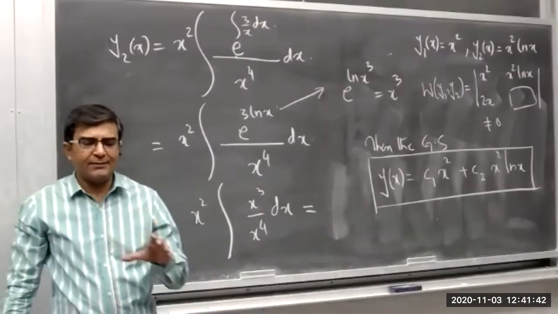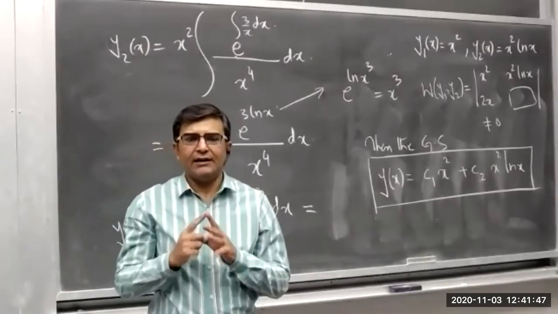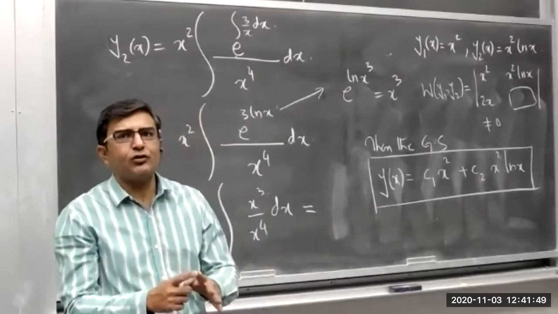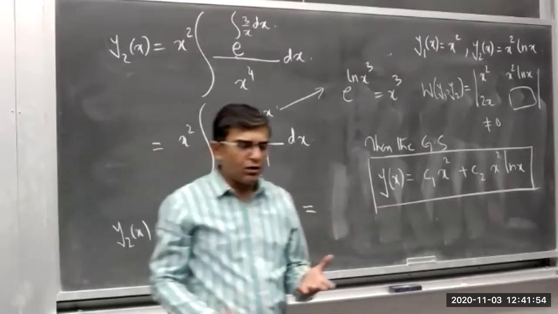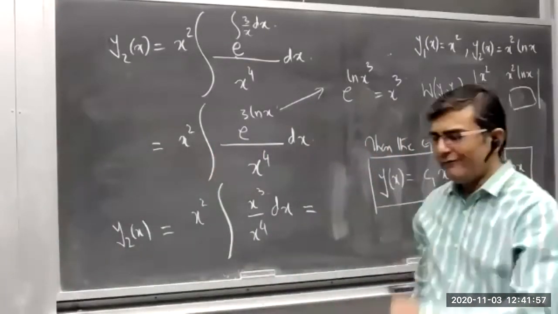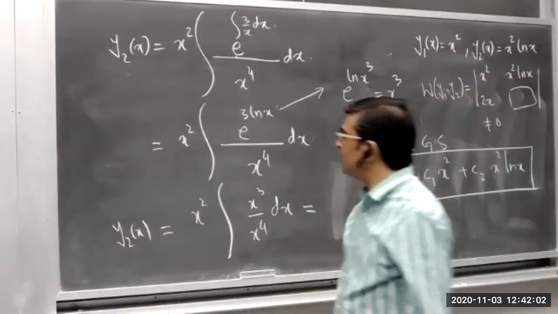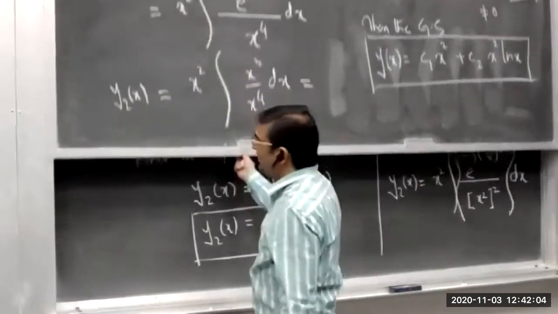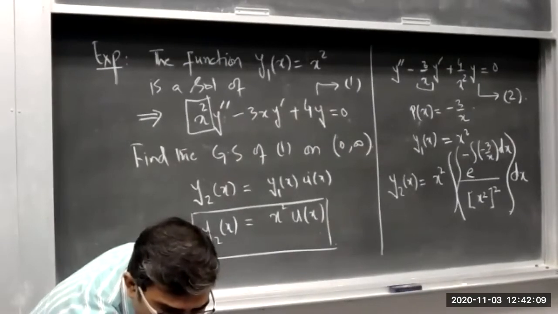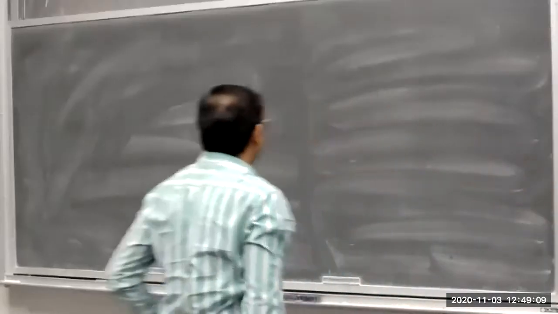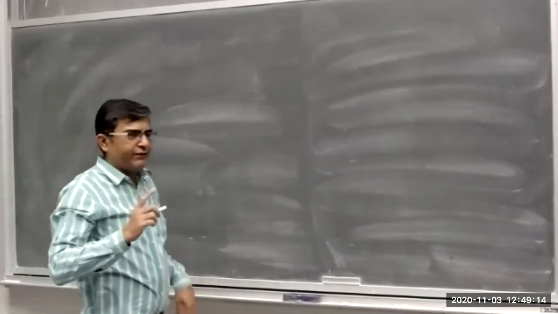Remember that this method only works for second order linear homogeneous differential equations. If one solution is given, we can find the other linearly independent solution by reducing the order of that second order differential equation into a first order differential equation, and then we can find the general solution. I hope you get it. Now we are going to move to higher order ODEs. We are going to discuss higher order ODEs, homogeneous with constant coefficients only.